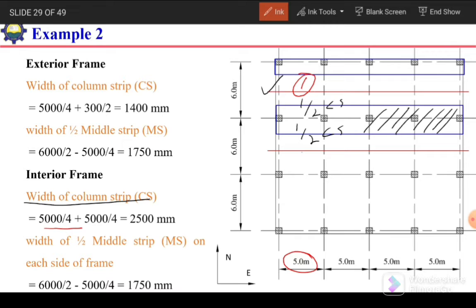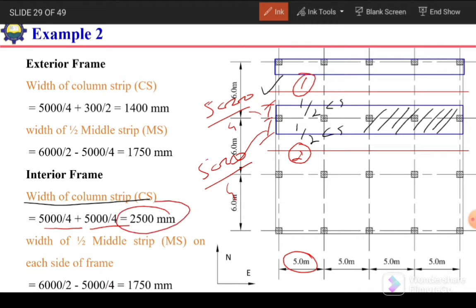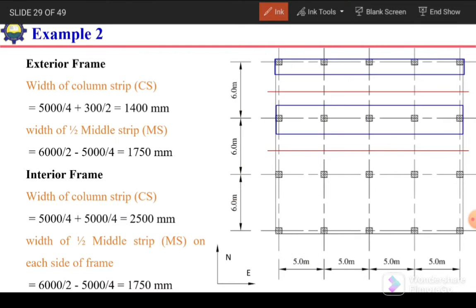And similarly for this panel, panel 2, again the smaller dimension is 5 meters. So 5000 divided by 4. So this dimension is 5000 divided by 4. Similarly, this dimension is also 5000 divided by 4. So the overall width is 2500 millimeter. So this is for interior frame.